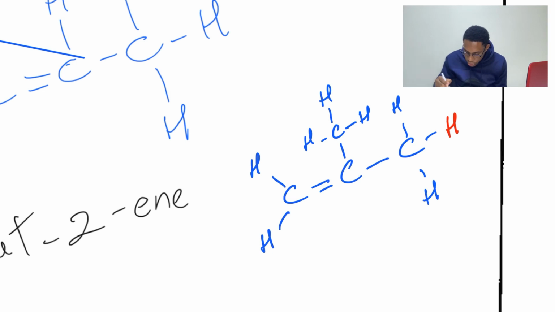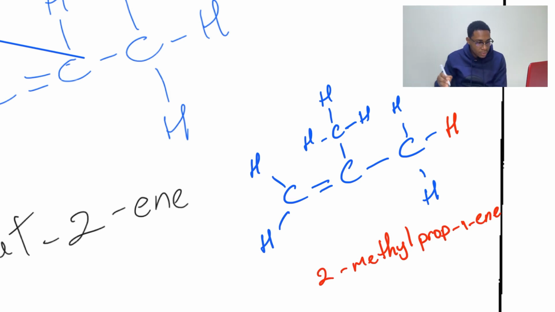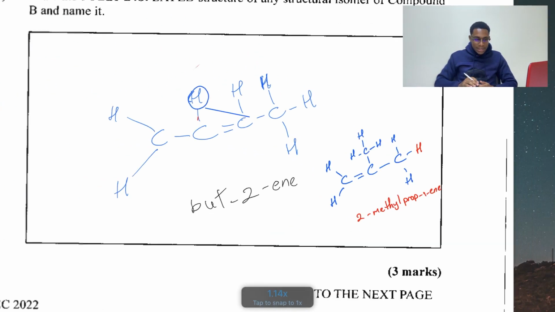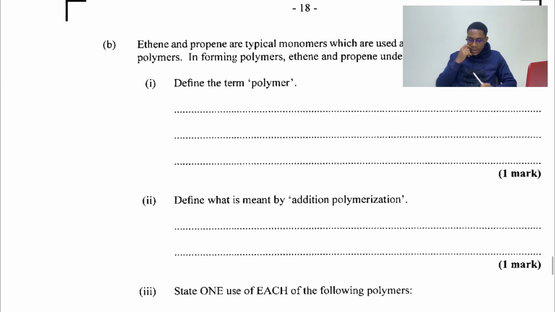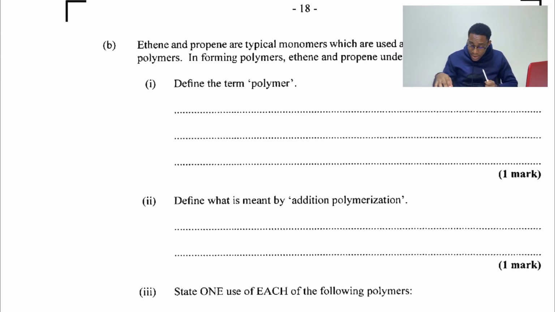Okay, so there we have it. So we have 1, 2, 3, 4, 5, 6, 7, 8 hydrogen atoms, 4 carbon atoms. So therefore all atoms are accounted for. So here we have 2-methylprop-1-ene. All right. So there we go. That is another structural isomer of but-1-ene. There we have it. Moving right along, folks.